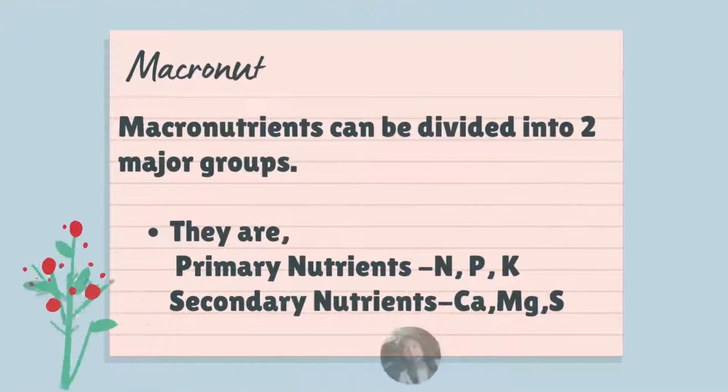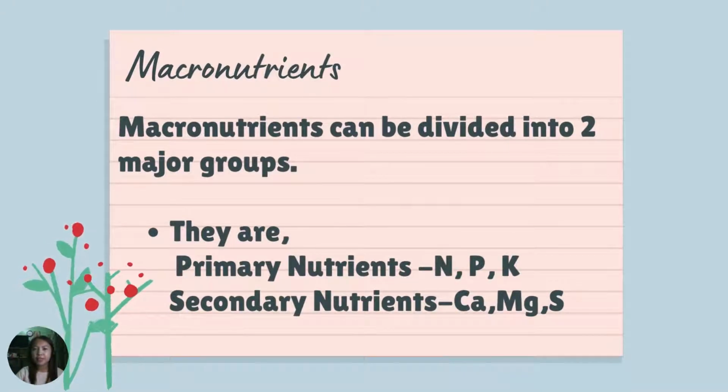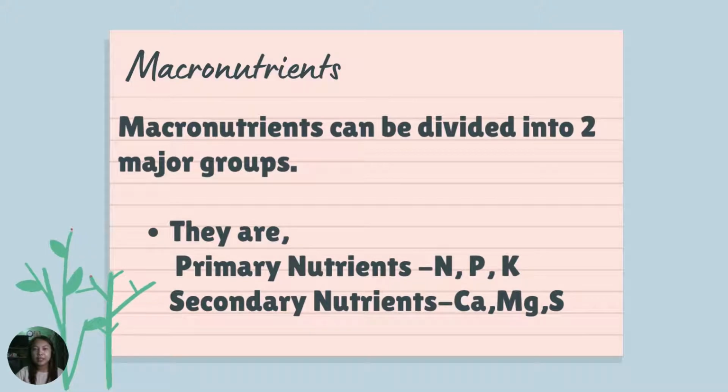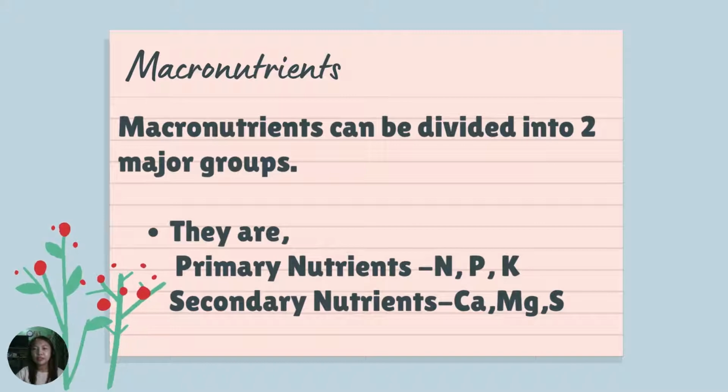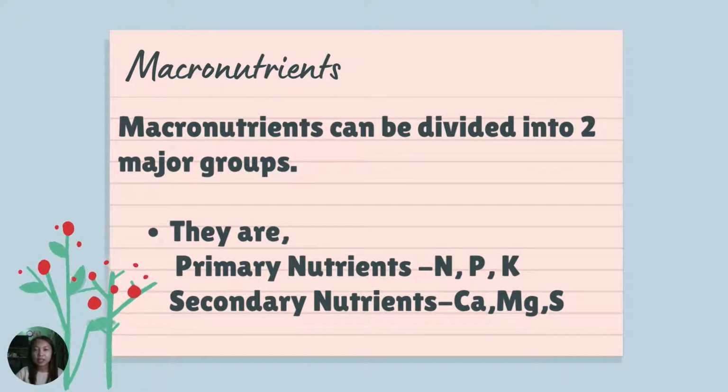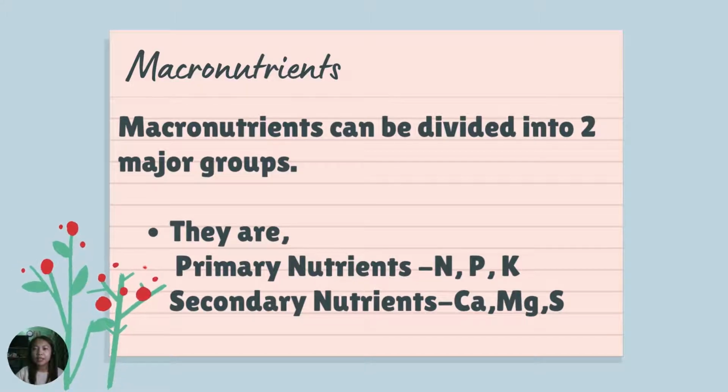Let's have first the macronutrients. When we say macro, it means in a very large amount or quantity. Macronutrients can be divided into two major groups: the primary and the secondary nutrients. Under the primary nutrients are NPK: nitrogen, phosphorus, and potassium. Under the secondary nutrients, we have calcium, magnesium, and sulfur.